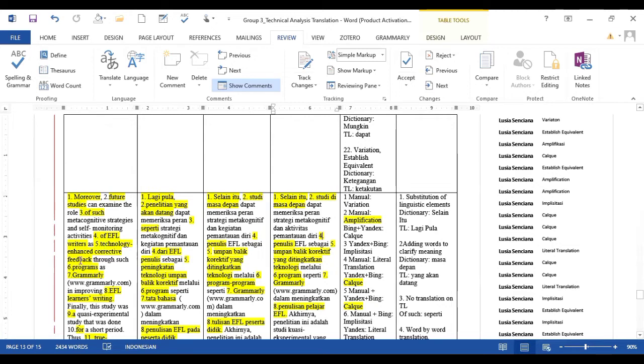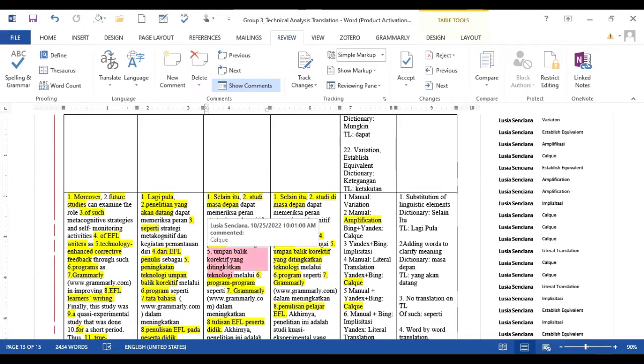Number 5 is in the source language is technology enhanced corrective feedback. So in manual translator is peningkatan teknologi umpan balik korektif. And then the Yandex is umpan balik korektif yang ditingkatkan teknologi. And then Bing is umpan balik korektif yang ditingkatkan teknologi. That is same with Yandex. So in here I use calque.